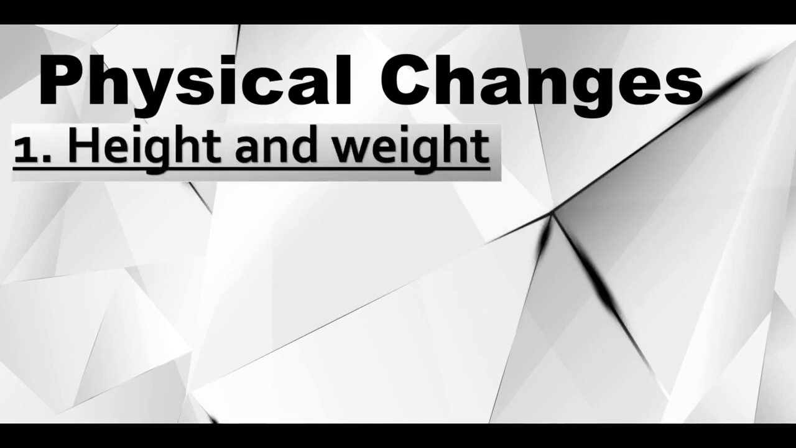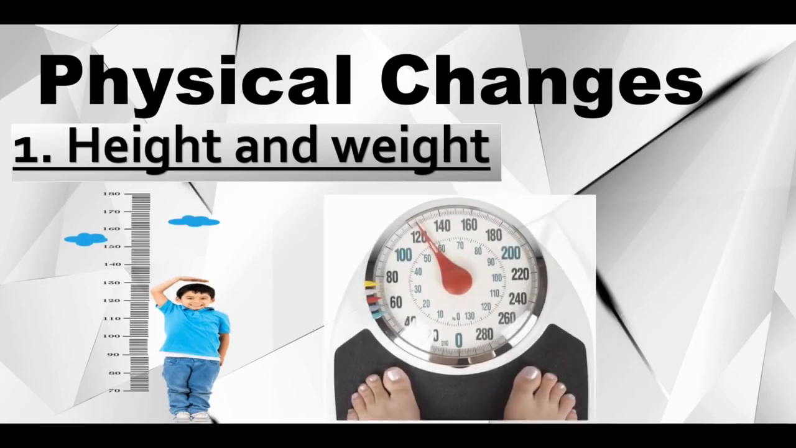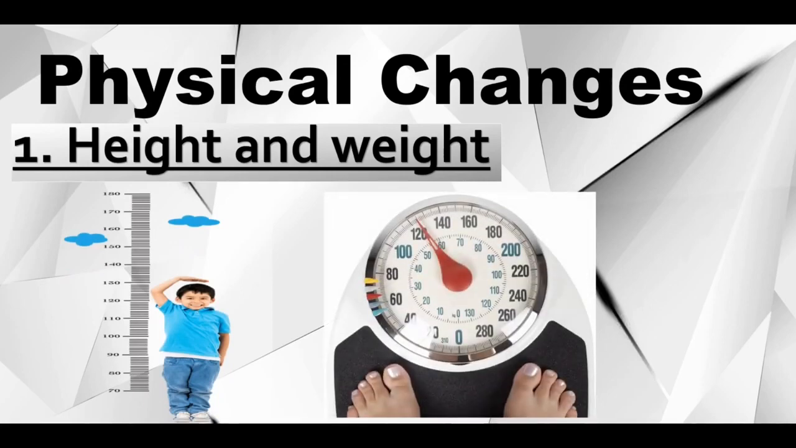In adolescence, there are a lot of changes. One of them is your physical changes. Again, physical changes. Very good. So here are the examples of physical changes. One is height and weight. Adolescents grow in height and weight. So basically, when you are still young, you will grow and grow and grow. Okay, so that is the height and weight.